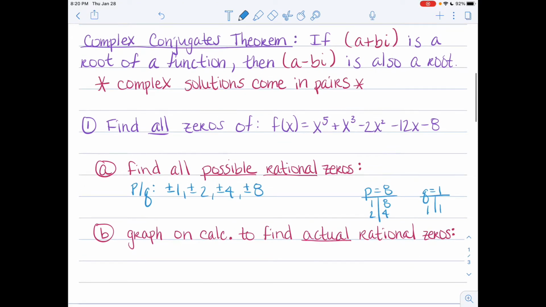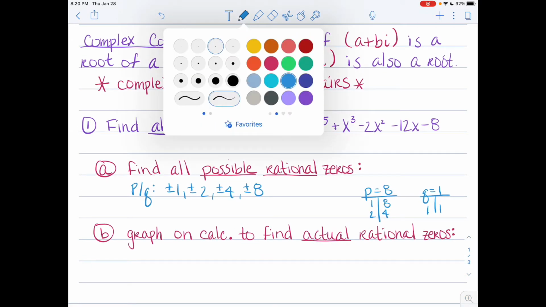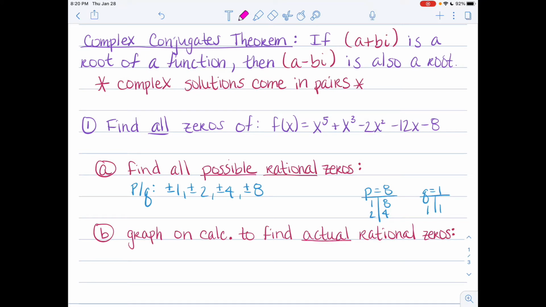Let's think about how many zeros we have to have total. We have a 5th degree polynomial. So if we have a degree of 5, then that means that our n, the number of solutions, is also going to be 5.